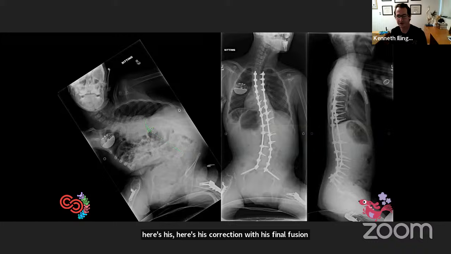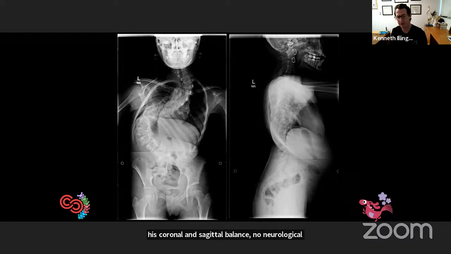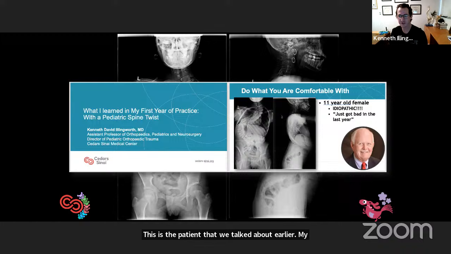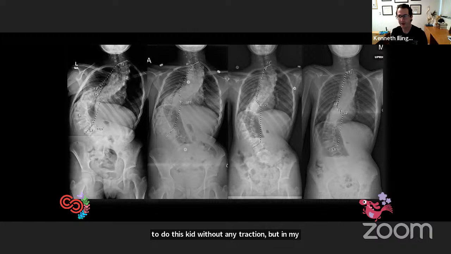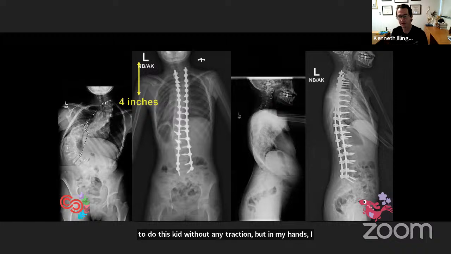This is the patient that we talked about earlier, my little 11-year-old. I used to give a talk that said what I learned in my first year of practice. Dr. Tolo, who's one of my mentors, said that we may be able to do this kid without any traction, but in my hands, I thought traction would be the safest option based off where I was in my stage of my career. She underwent 4 weeks of traction, excellent correction, underwent posterior spinal fusion instrumentation.